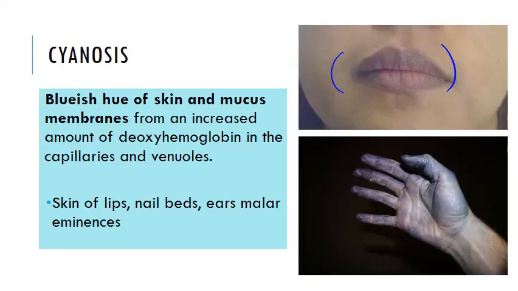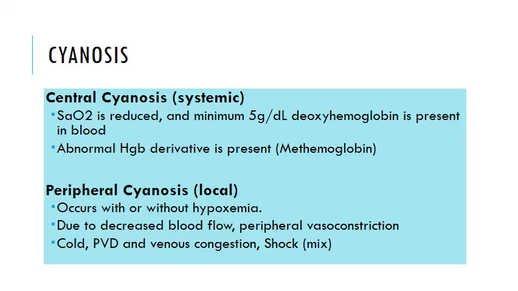We can divide this into two categories: central cyanosis and peripheral cyanosis. Central cyanosis originates from low oxygen saturation of hemoglobin in the entire system. When there is at least 5 grams per deciliter of deoxyhemoglobin present in the blood, we are able to see cyanotic changes to the superficial arteries and veins.